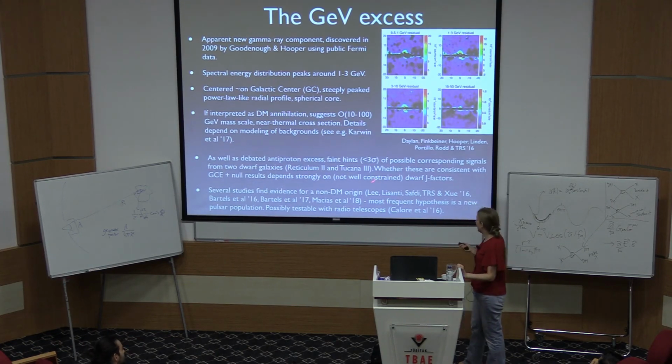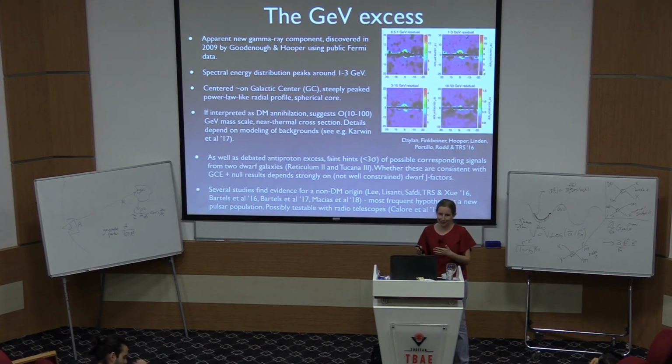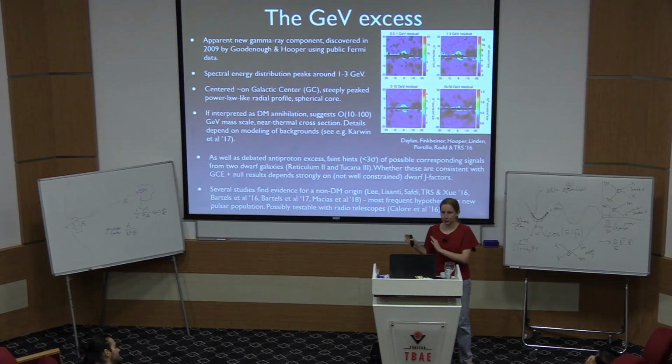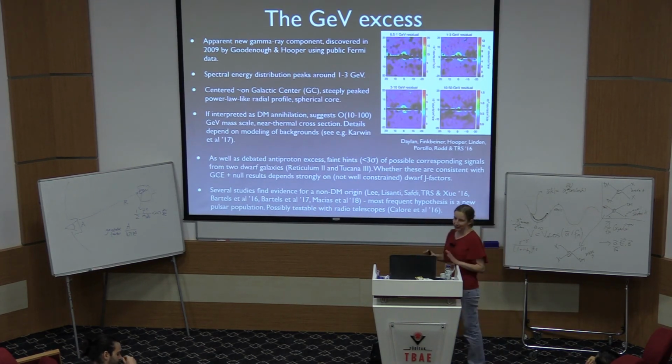And there are also faint hints of possible corresponding gamma ray excesses in a couple of dwarf galaxies. Although again, the significance is 0 to 3 sigma, depending on how you count, so it should not be taken too seriously. The pessimistic interpretation is that this is all pulsars and the others are statistical fluctuations, and I think that's also quite consistent with the data. But there is an optimistic story where this could actually be a dark matter signal.